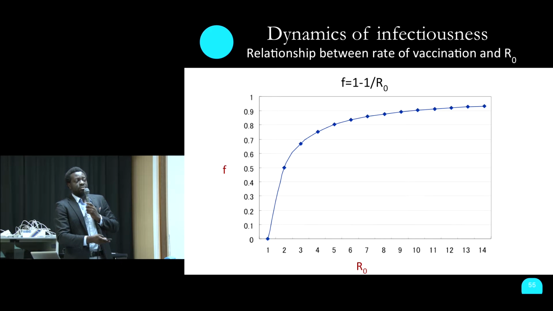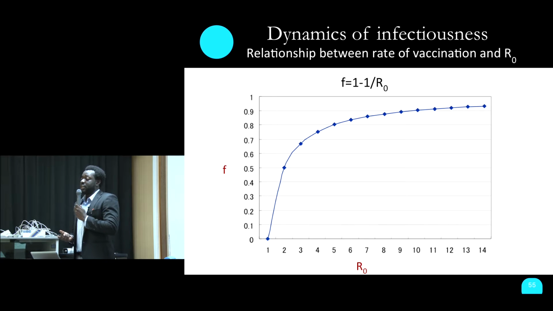But at a certain point, maybe from 7 here, it reaches a plateau. So even any further increase in the R naught is not followed by a big increase in the vaccination rate or coverage. But the take-home message is that the vaccination coverage is based on the value of R naught. Bigger R naught means higher vaccination coverage. Lower R naught means lower vaccination coverage.